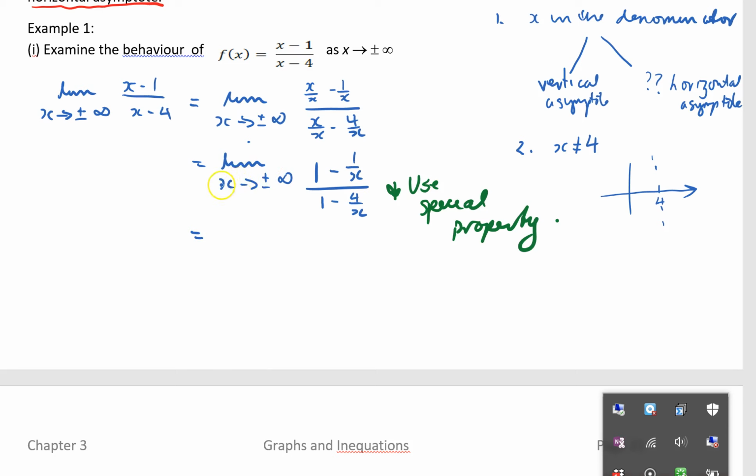In my next step, I'm going to leave out this limit because I'm applying it. I know that as x approaches plus or minus infinity, this and this both go to 0. And so I'm left with 1 on 1, which is 1. So this graph is going to approach a y value of 1. What can I immediately conclude? Therefore, y equals 1 is a horizontal asymptote.